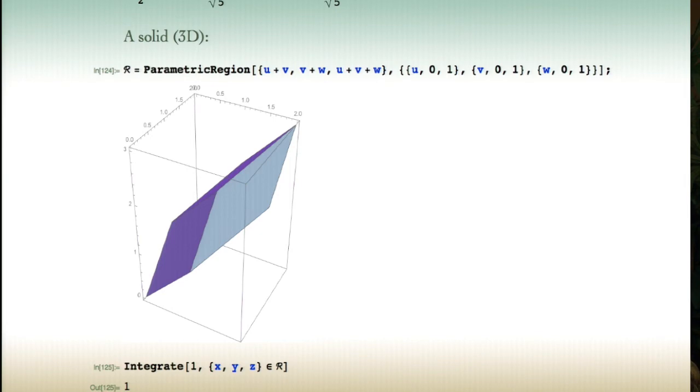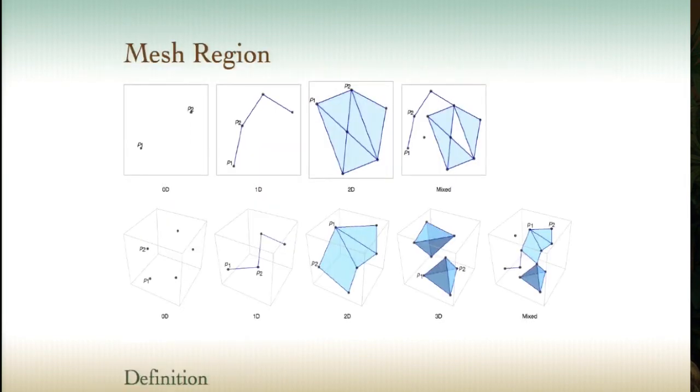Okay, so both of these are fairly general kinds of things, and that allows us to capture all the classical ways of defining curves, surfaces, volumes, and so on, that you might derive from some other means in Mathematica. Let's talk about mesh regions.